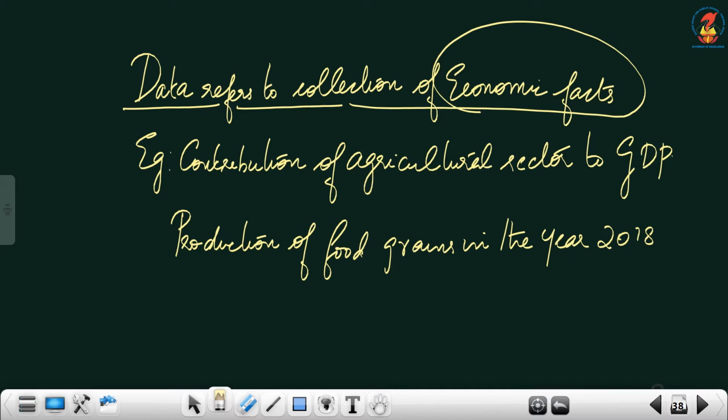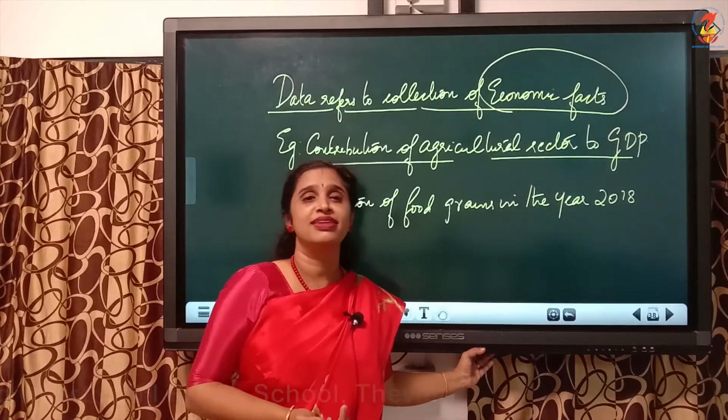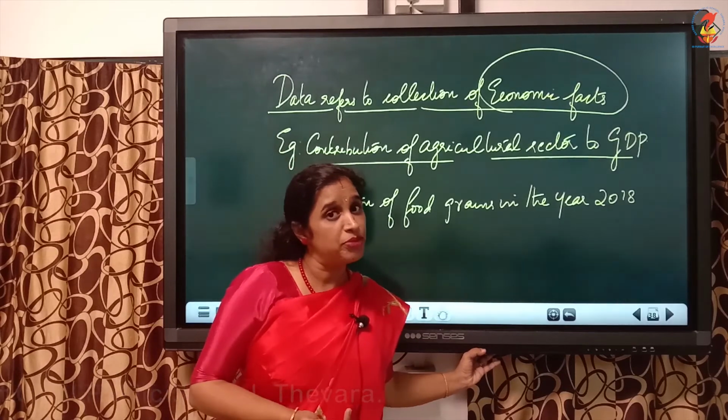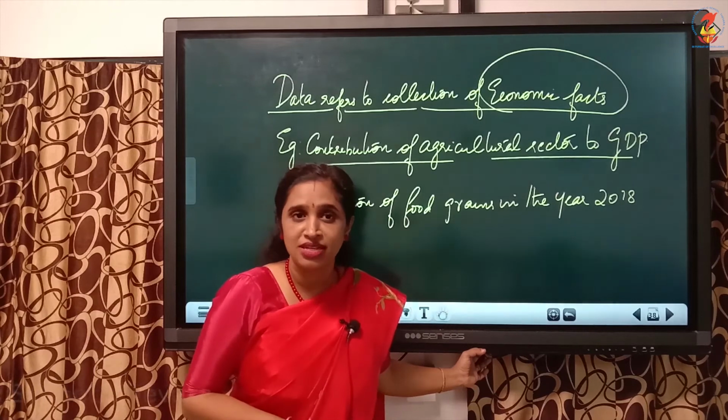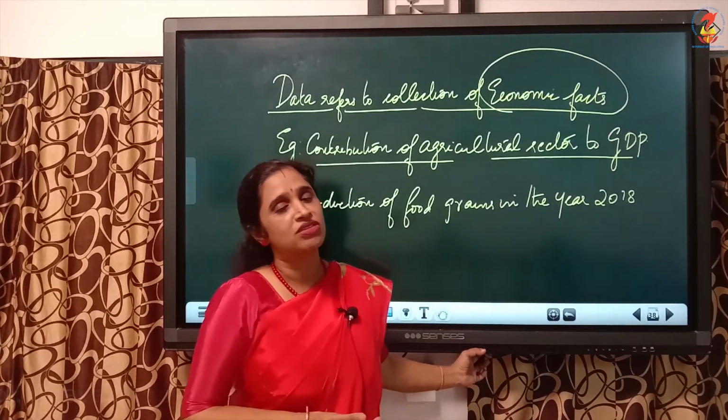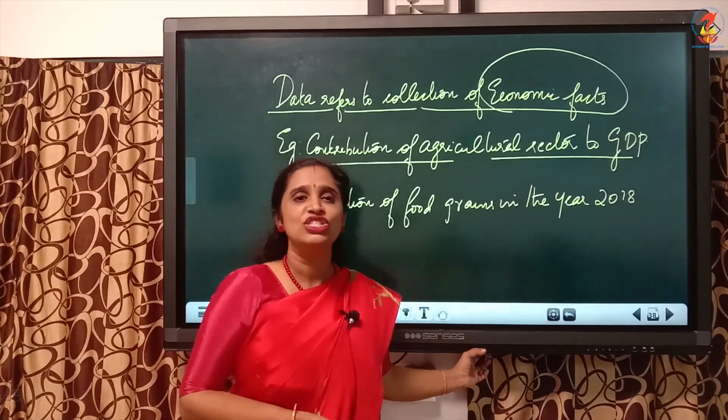One example which I can give you is the contribution of the agricultural sector to GDP. How many sectors are there in an economy? Primary sector, secondary sector and tertiary sector. You know that the income of our economy is generated from all these three sectors. We call it GDP. You have learned in detail in class 10 regarding that, right? What is GDP? Gross domestic product. The value of all final goods and services produced within the domestic territory of the country is known as GDP.